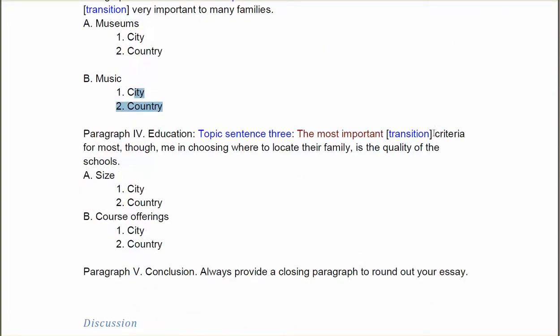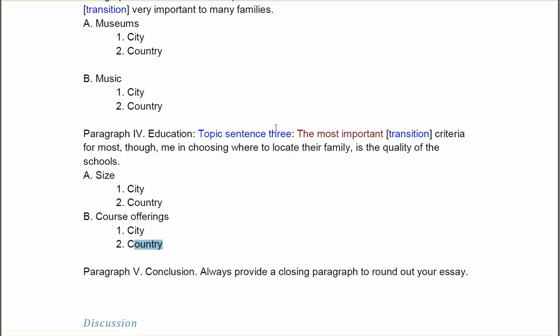Education, what's important about education is size and course offerings. I want to look at size. What's the size of classrooms like in the city? What's the size of classrooms in the country? What kind of course offerings do I have in the city? What kind of course offerings do I have in the country?